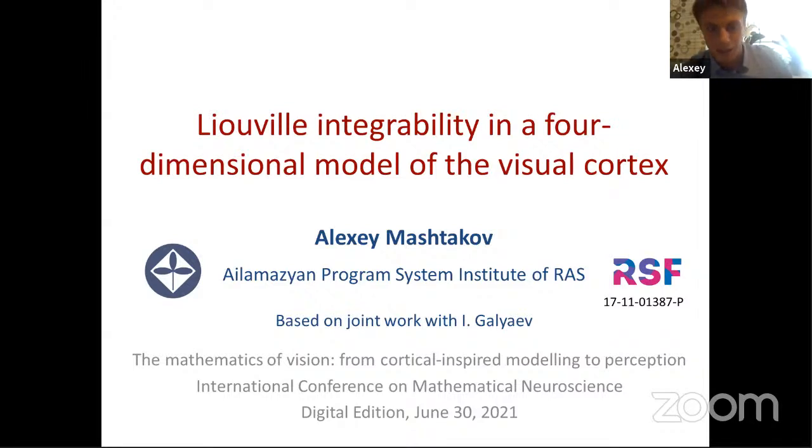Namely, our topic will be to investigate if the geodesic flow is integrable or not. Namely, can we parameterize the geodesics by some analytic formulas, or is it not possible? And at the end, I will give an answer, but it will be a numerical answer. This work is based on joint work with Ivan Galyaev.